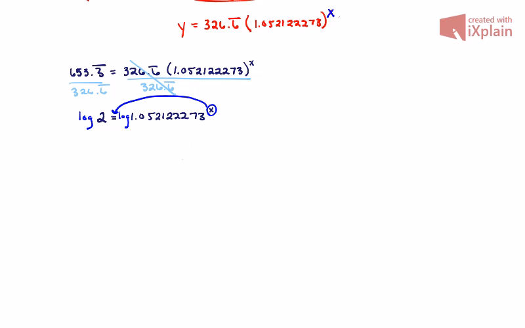So if I were to write this fully, we would see that this is the log of 2 is equal to x times the log of 1.052122273. It's a fun number to say, isn't it, everyone? So at this point, we're almost done. We want to get x alone. So x is being held with the log by multiplication, so I need to undo the multiplication. I will divide both sides by this logarithm.